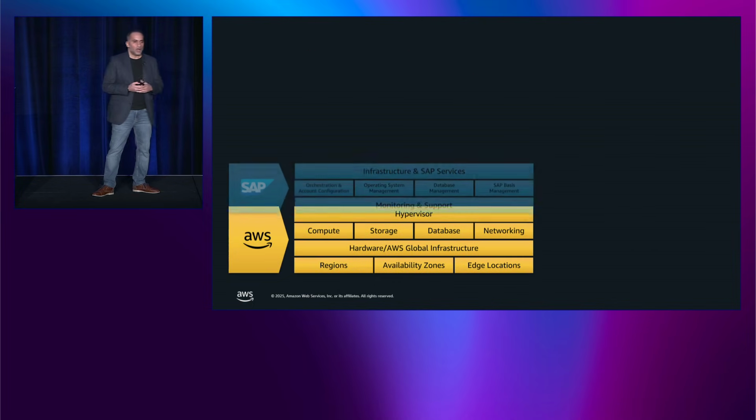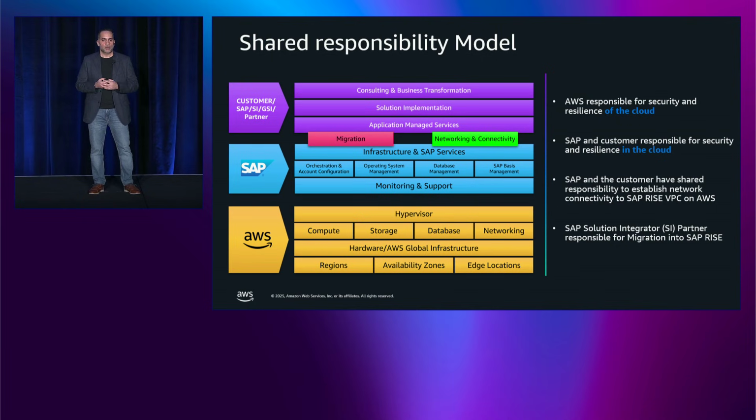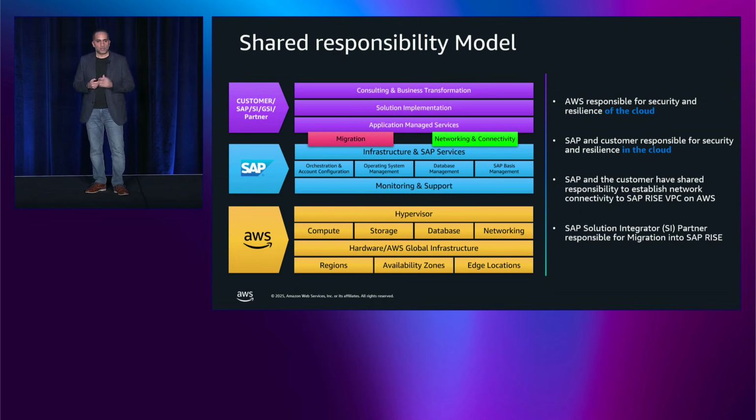Let me show you how this model aligns with the AWS shared security and responsibility model, which forms the foundation of compliance and security. AWS is responsible for security and resilience of the cloud. This means we do the undifferentiated heavy lifting of the physical infrastructure. That includes the compute, storage, networking, AWS regions, AWS availability zones, and the edge locations, all the services that make up the AWS cloud.